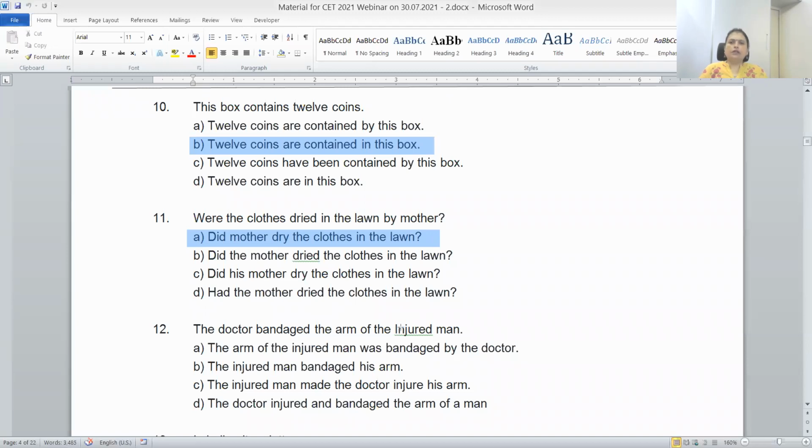Twelfth one, children. The doctor bandaged the arm of the injured man. Children, option A. Yes, very good. Option A is your right answer. The arm of the injured man was bandaged by the doctor.